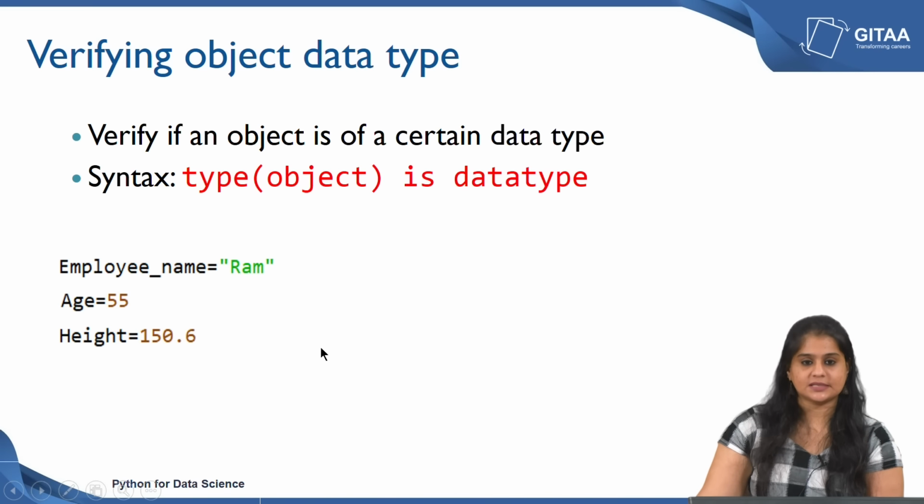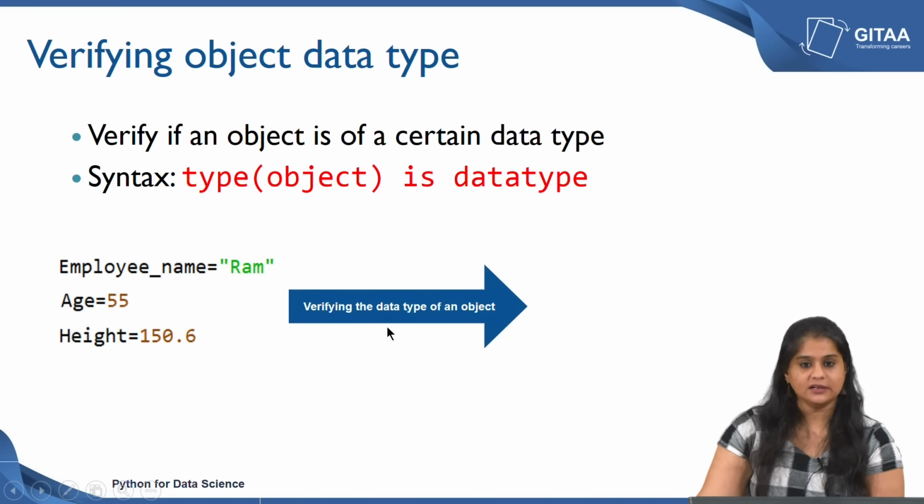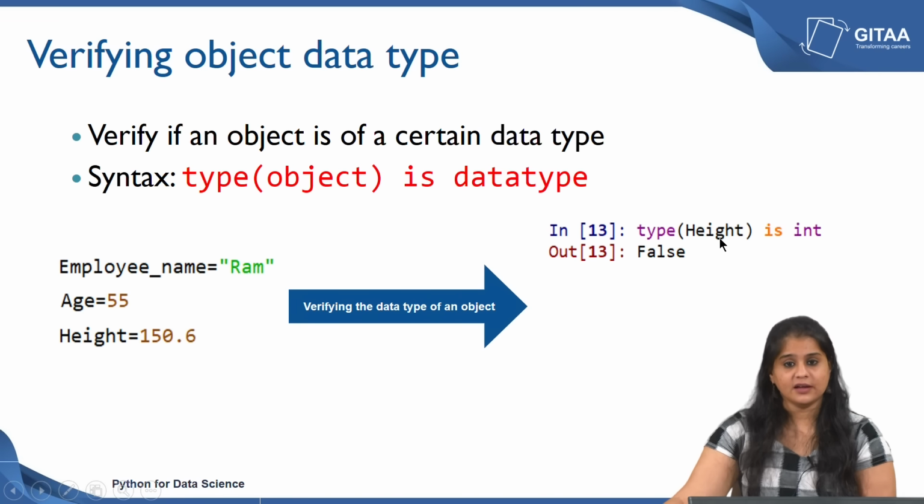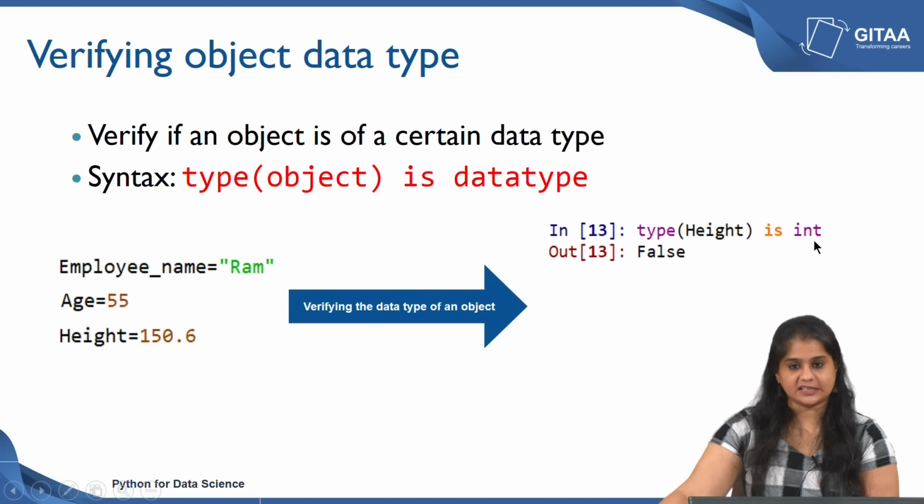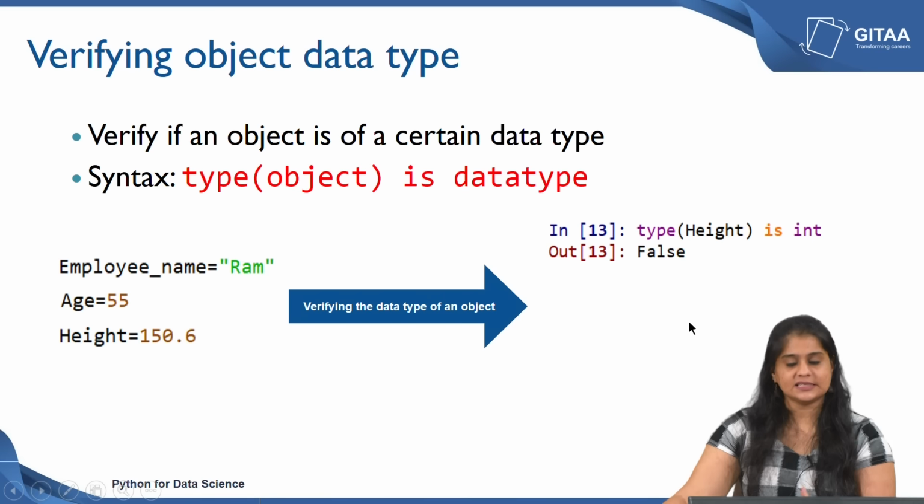Now, I am going to use the same example that I have used earlier. Here I would like to verify if height is of integer data type. So, I am giving type of height followed by is and the keyword int, which is the abbreviation for integer data type. One important thing to keep in mind while verifying the data type is that in this case the output is just going to be boolean. So, the output is going to be true or false.